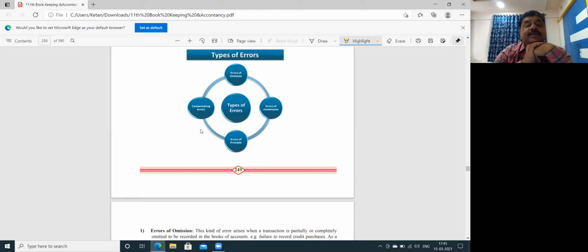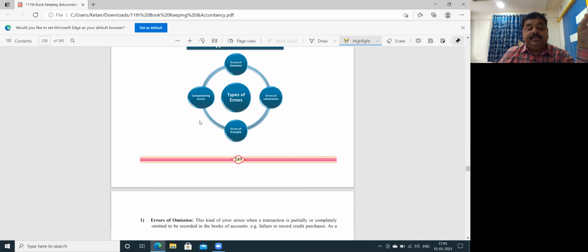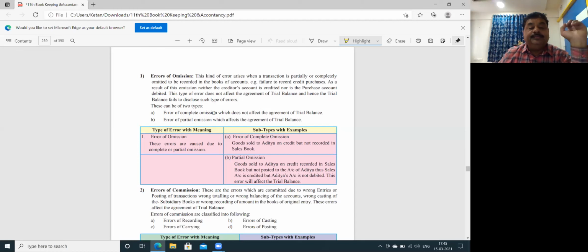Okay. आता आपण जरा विचार करूया, यातल्या कुठल्या एररमुळे ट्रायल बॅलन्स टॅली होणार नाहीये? In the case of partial omission, trial balance will not tally. In the case of errors of commission, trial balance will not tally. Okay. But in the error of principle and compensating error, yes, trial balance will tally. Sir, आपण बघूया इथं काय काय दिलंय. Errors of omission: this kind of error arises when a transaction is partially or completely omitted to be recorded in the books of accounts. That is called a failure to record credit purchases.